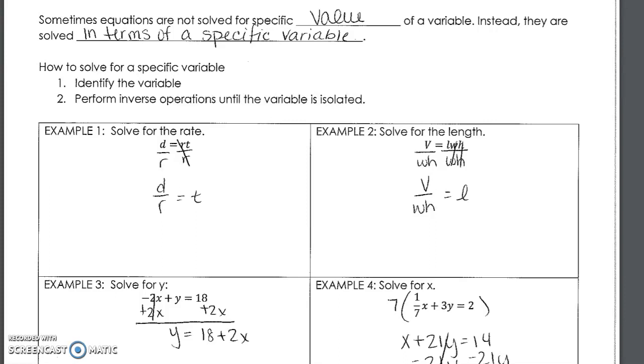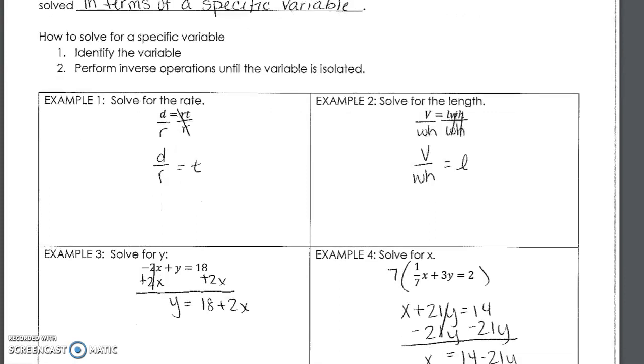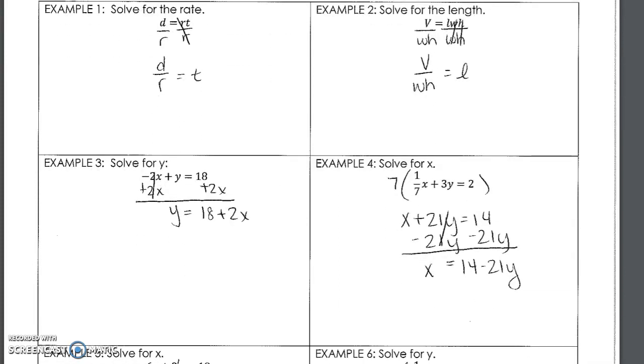Number 4, look at the work that's shown. I'm interested to see if anybody can tell me, what is that first step going on there? 1/7 x plus 3y equals 2, and they have it in parentheses with a 7 outside. Anybody know what's going on? They are getting rid of the fractions. I know some of you don't like fractions, so that's an answer. If you don't like fractions, get rid of them.